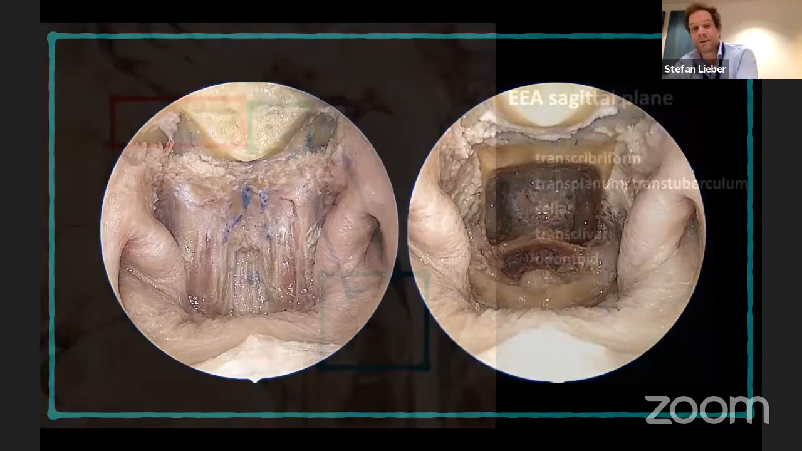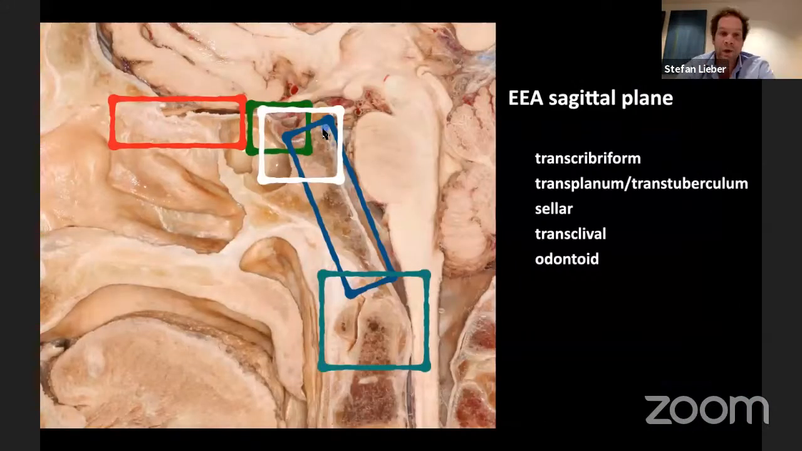So these are the modules in the sagittal plane, and I will be dealing with the transplanum, transtuberculum, the suprasellar extension, and then the sellar approach and transclival approaches in the midline.